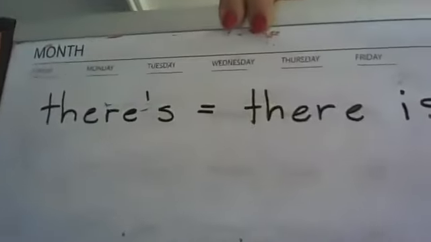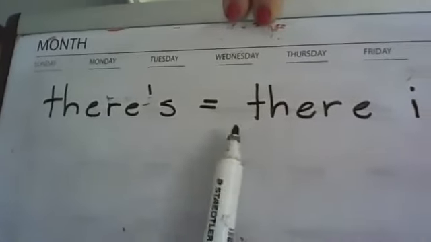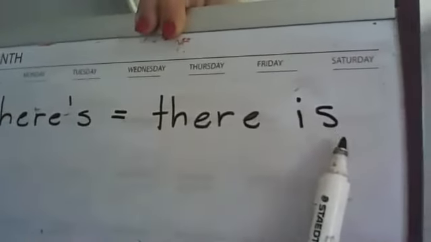A contraction is where we take 2 words and we make 1 word out of it. We join them together, we take out at least 1 letter, and where that 1 letter has been taken out, we place an apostrophe. Okay, so I'll just show you this first one. Goodness me. Get myself organised here. There we go. Okay, so the first one is theirs, and theirs equals there is.